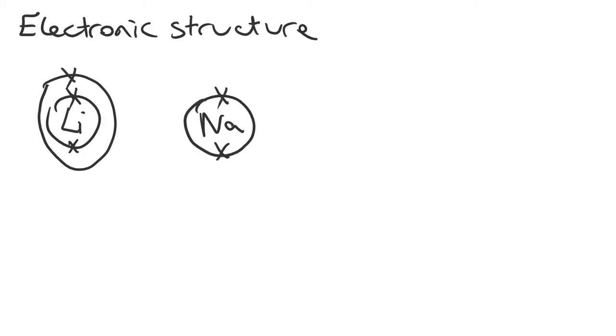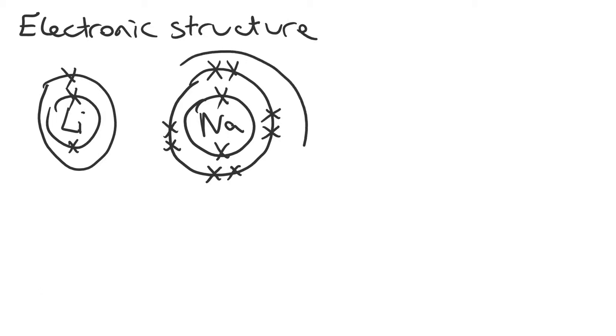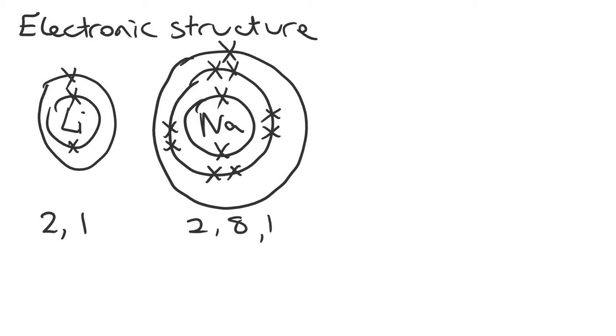Then we would have seen another element like sodium, which would have had 2 electrons on an inner shell followed by 8 electrons on its second shell and 1 electron on its outer shell. And then if I went further on to potassium, we would have seen that that would have had an extra shell of electrons. So we have seen this idea where we can count the number of electrons on each shell, and potassium would be 2, 8, 8, 1. And that's called an electron configuration.